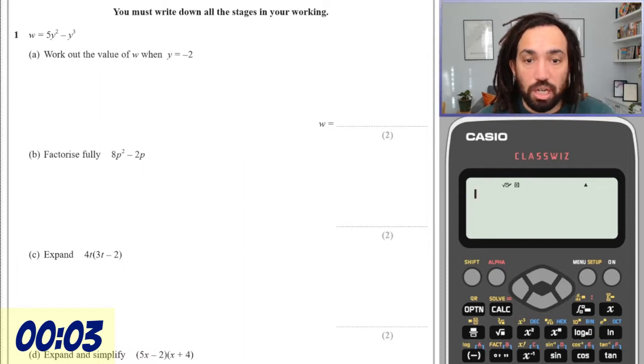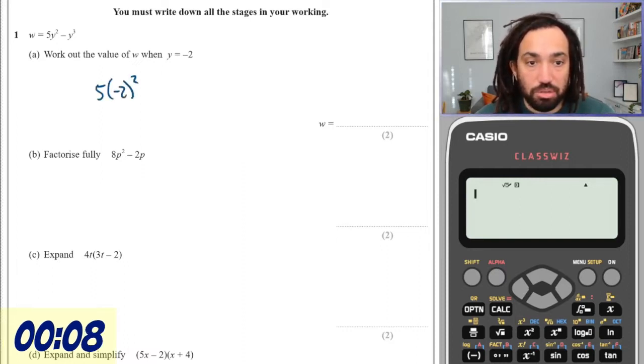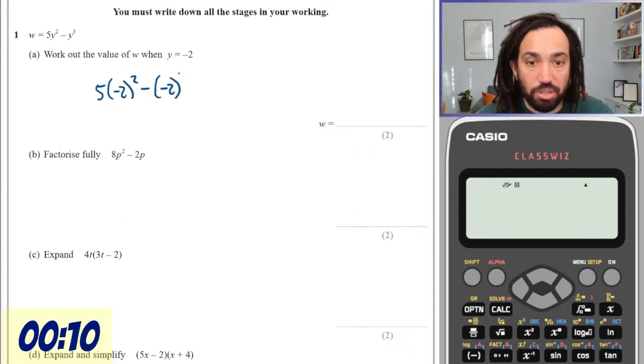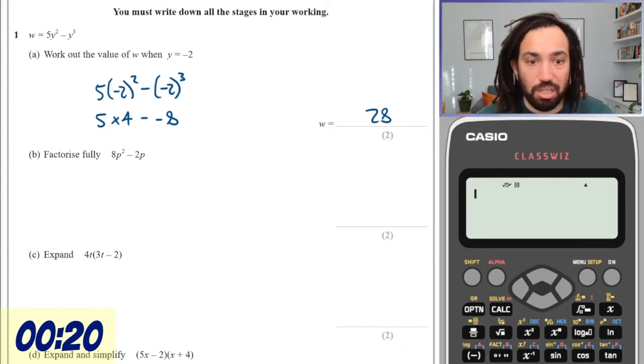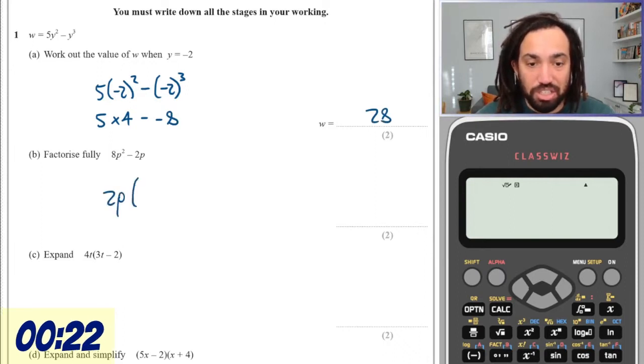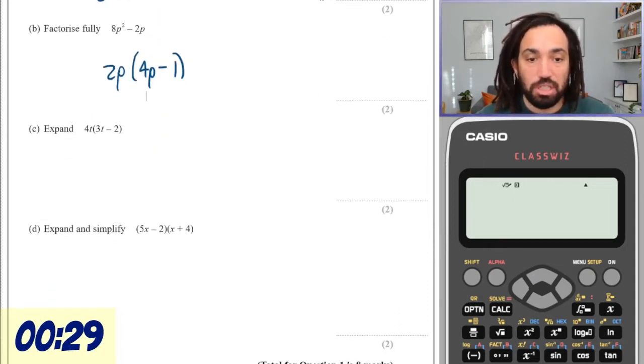Right, so y is minus 2. So we have 5 lots of minus 2 squared minus minus 2 cubed, which is 5 lots of 4 minus minus 8, which is 20 plus 8, so that's 28. That was actually quite hard for the first question. That's 2p, 4 minus 1, 4p minus 1, of course.